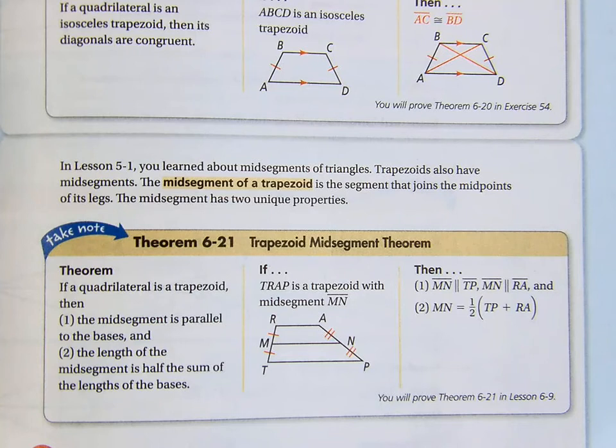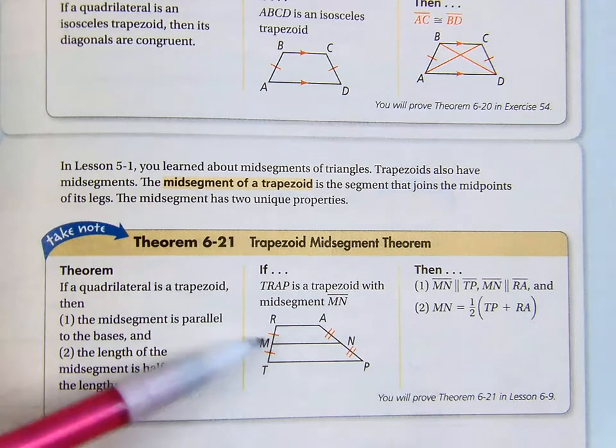A midsegment of a triangle is just a segment that joins the midpoints of two sides of a triangle, and it's half the measure of the third side. That was the theorem in lesson 5-1. Well, here we have the midsegment of a trapezoid. It joins the midpoints of the two legs.